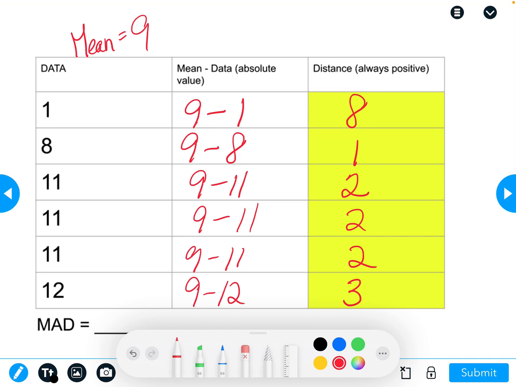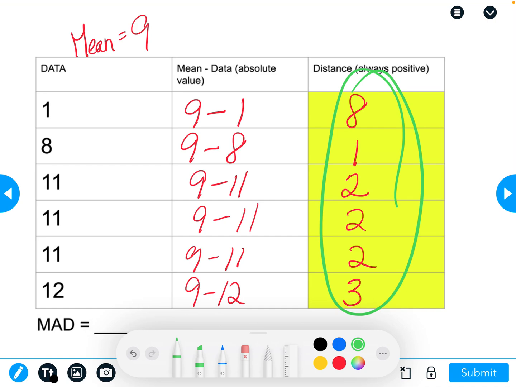So I found my mean, I found my distance, and now I find my mean again. So we need to add all those together and divide by 6 pieces of data. When I add them, I get a sum of 18, divided by 6 pieces of data gives me a MAD of 3, mean absolute deviation.